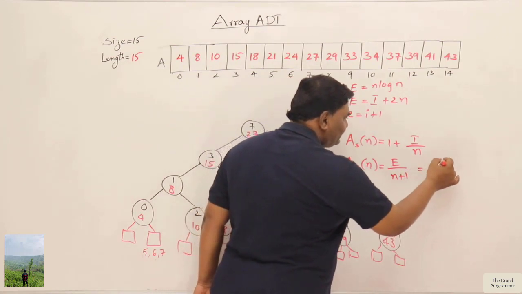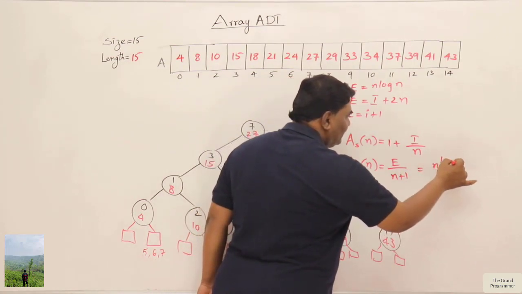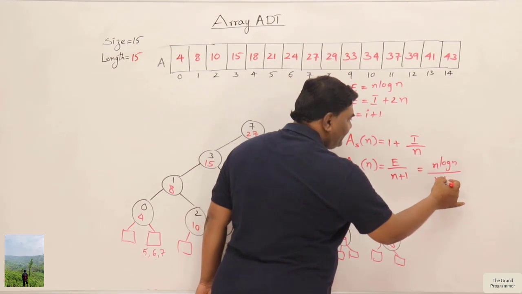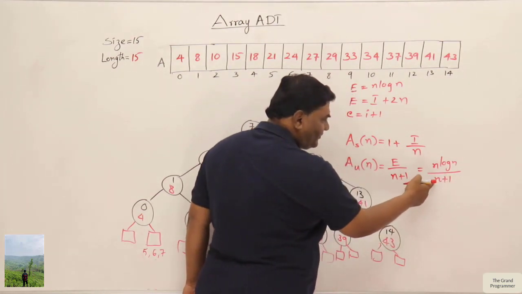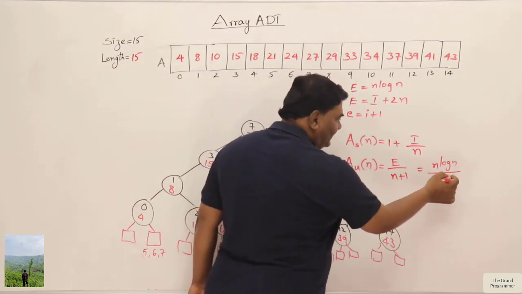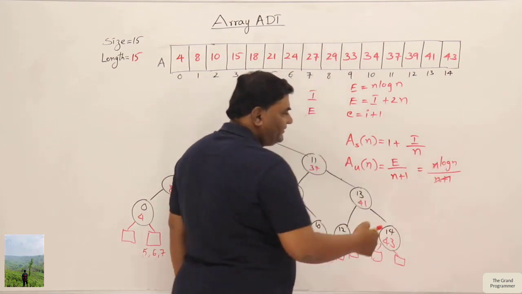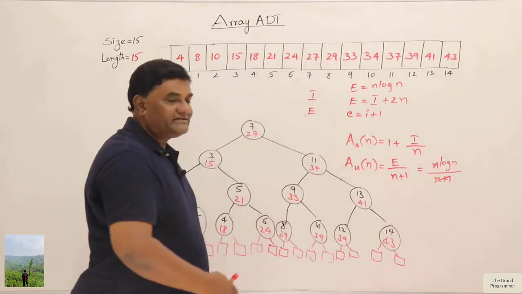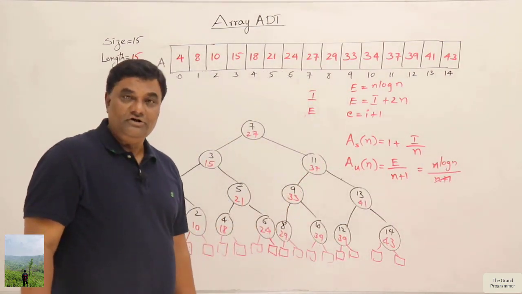This can be taken as n log n divided by n plus 1. So we can take it as approximately n plus 1 and cancel this one. So that is log n. So average unsuccessful search time is also log n.